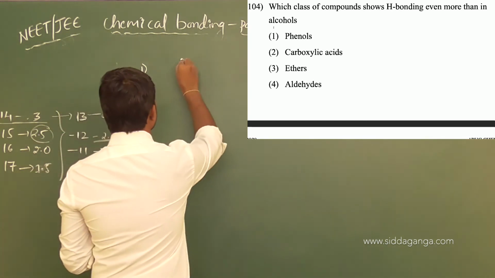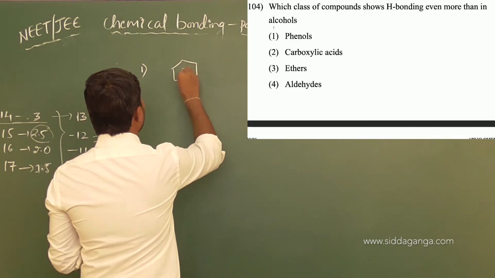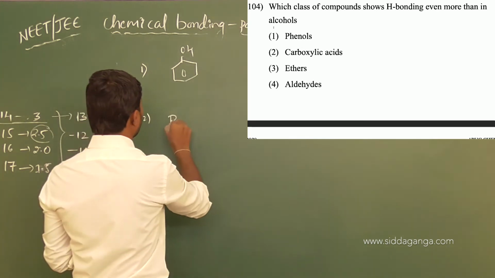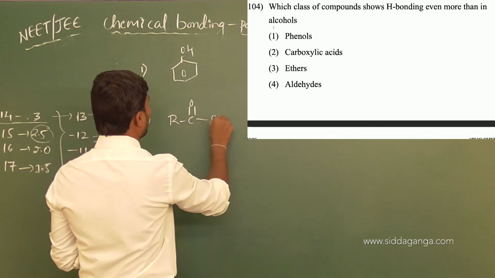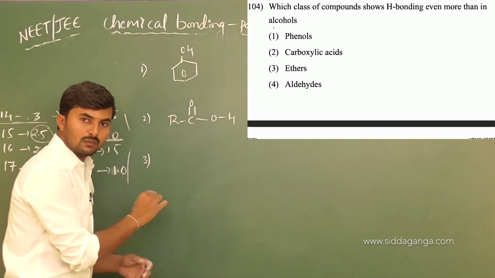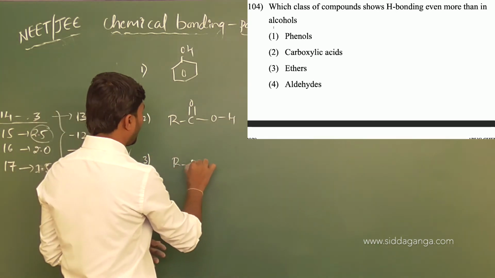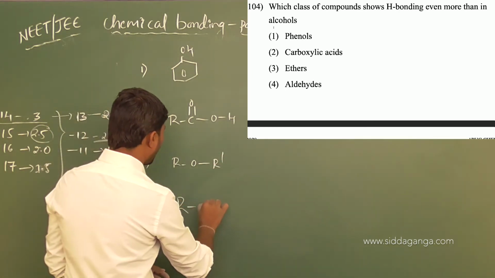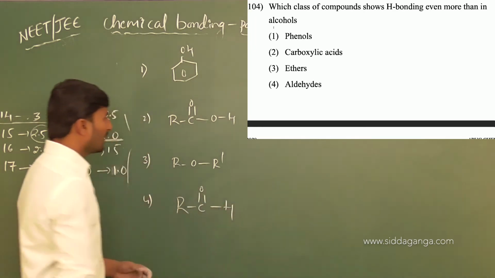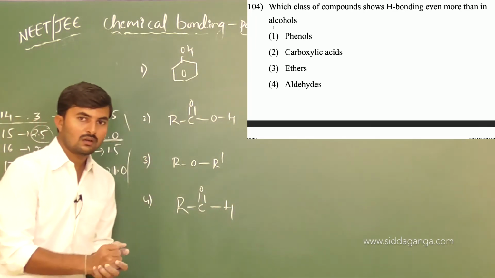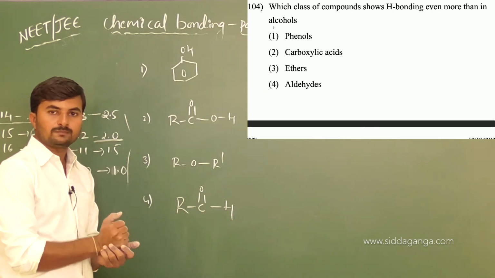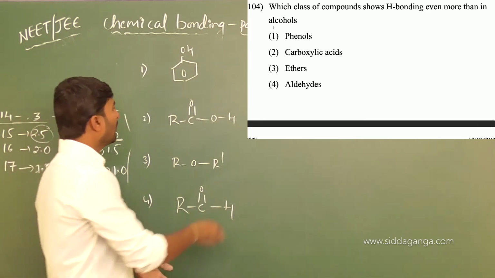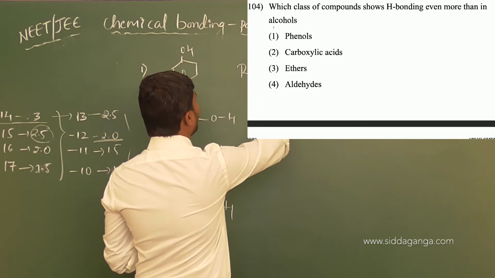If you consider the options, the first one is phenol, the second one is carboxylic acids, C double bond O OH. The third one is ethers, R-O-R, and the fourth one is aldehydes, CHO. So these are the general representations of the molecules that they have given. Which class of compound shows hydrogen bonding even more than alcohols? How do these molecules look different from alcohols?